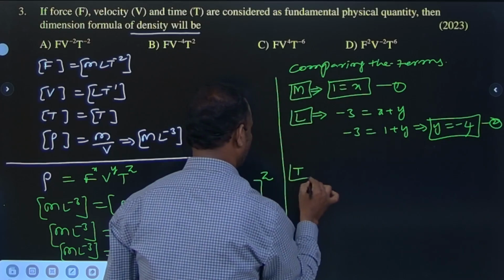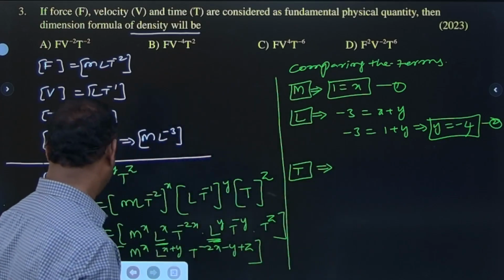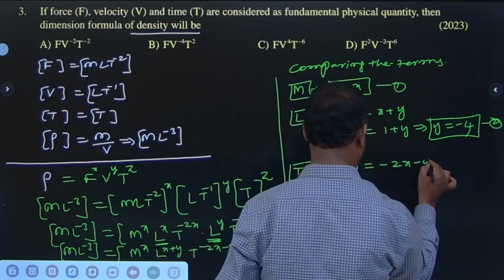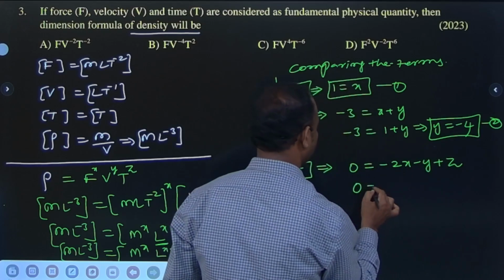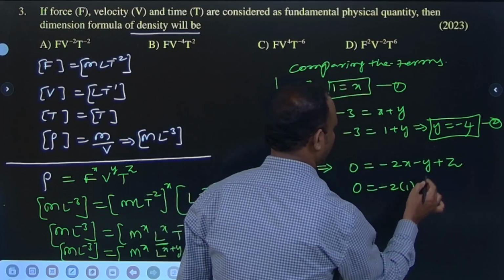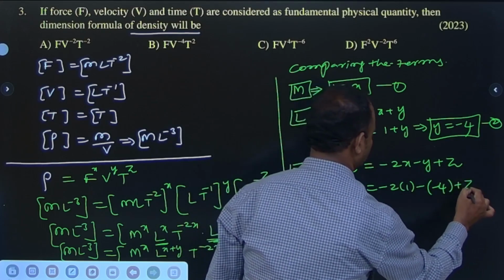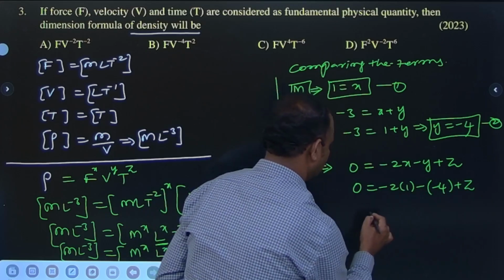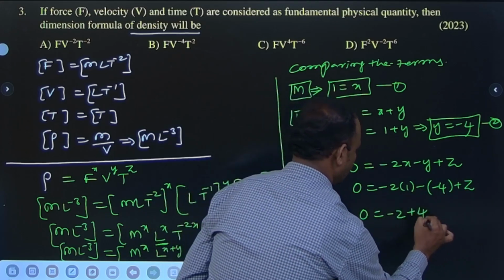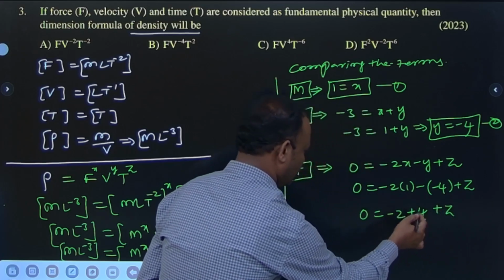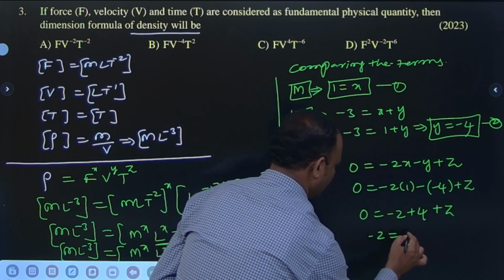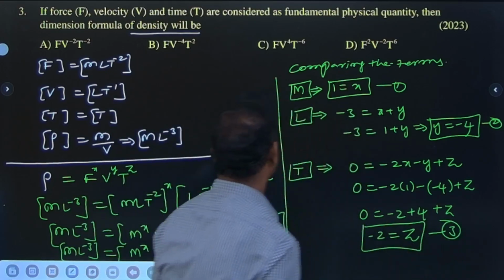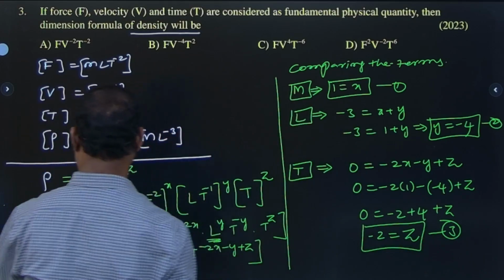And comparing the terms of T. What is T here? 0 equals minus 2X minus Y plus Z. So 0 equals minus 2 into 1, minus Y means minus minus 4, plus Z. So 0 equals minus 2 plus 4 plus Z. 4 minus 2, 2, so minus 2 equals Z. This is the third condition.